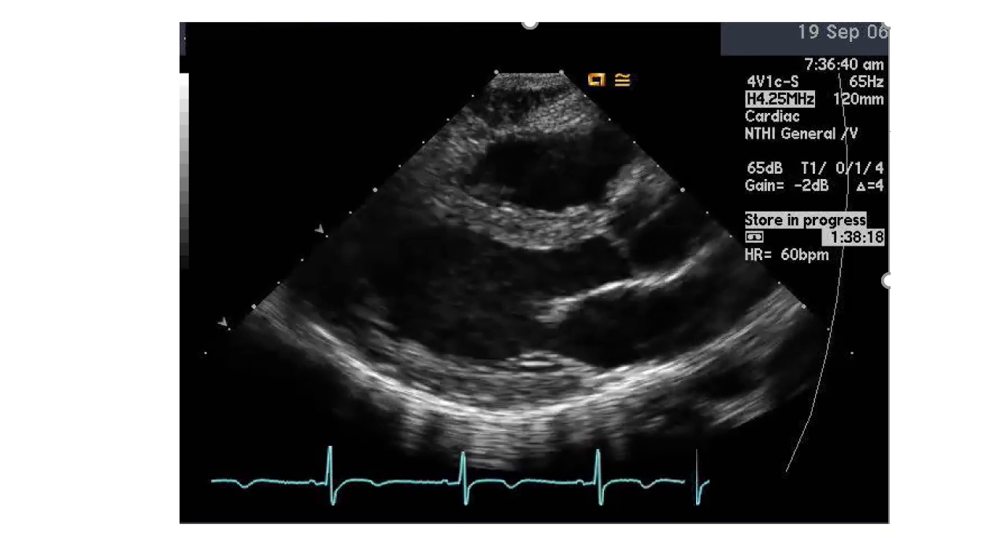In long parasternal view, this is the LV, and this is the left atrium. So this is the aorta, and this is the right ventricle. And this is the mitral valve, and this is the aortic valve. So these are the main structures shown in the long parasternal axis view.